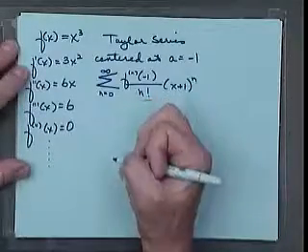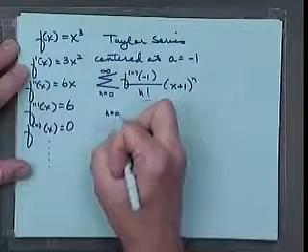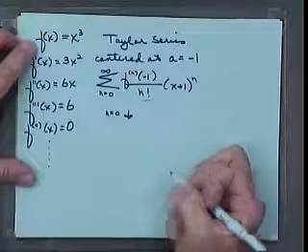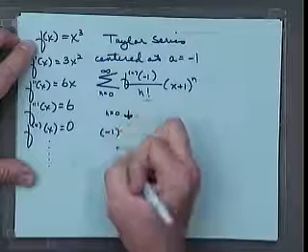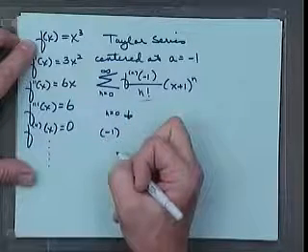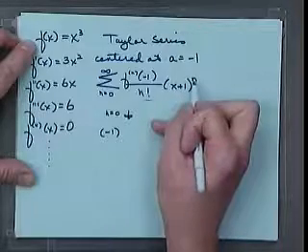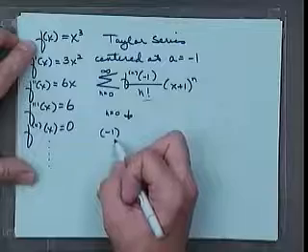So for n equals 0, what do we have? That means the original function at -1, which is -1 cubed, right? Times x plus 1 to the 0 over 0 factorial. That's the first term. Is that correct?